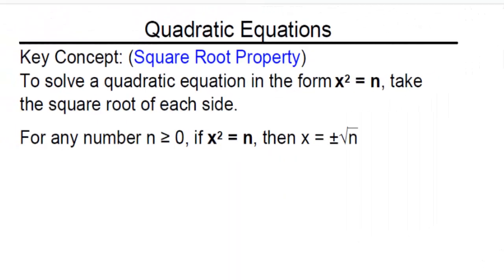Okay, the key concept here is the square root property. To solve a quadratic equation in the form of x squared equals n, so the x squared is isolated by itself and there are no other x's in the problem, take the square root of each side. For any number n that's greater than or equal to 0, if x squared is equal to n, then x is equal to plus or minus the square root of n. That's what this means right here, plus or minus.